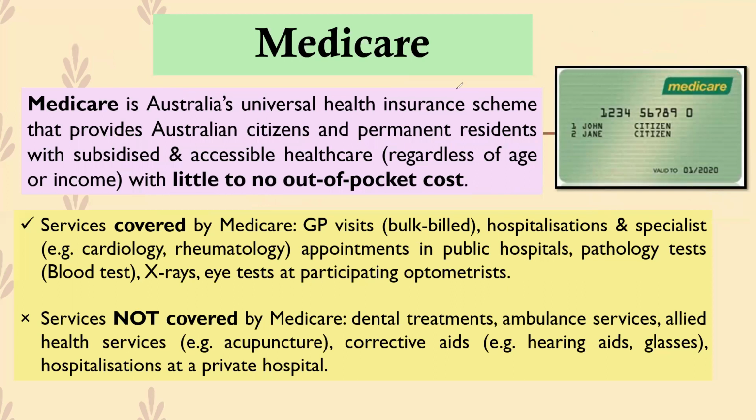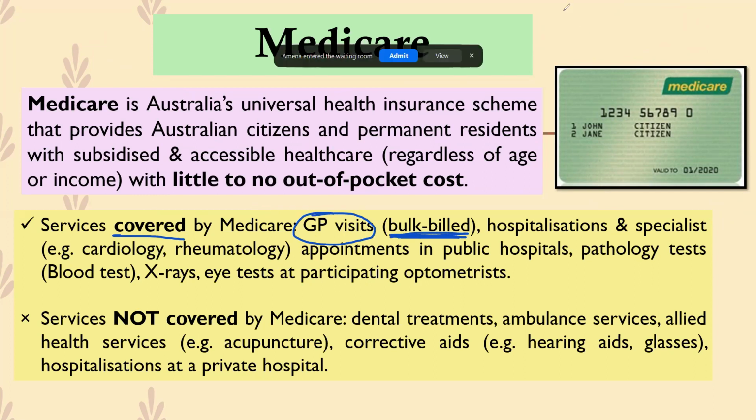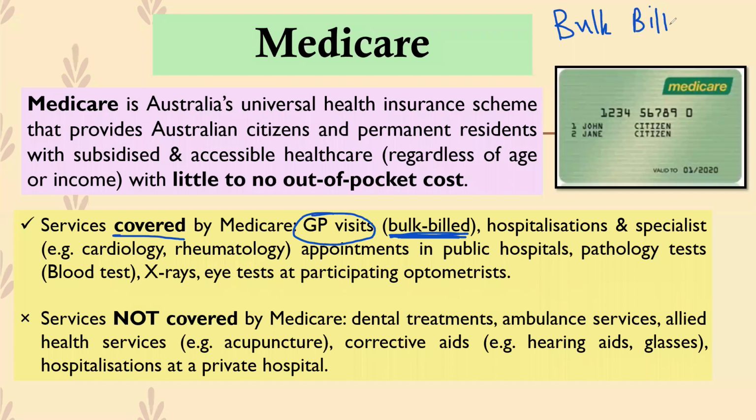What are the benefits? What are you eligible for? The services that are covered by Medicare include doctor visits or GP visits, only to bulk billed doctor clinics or medical clinics. When you're driving past medical clinics, you might have seen a sign on the front that said bulk billing, or that we do bulk billing. Bulk billing means that those medical centers only need you to show your Medicare card and don't ask you for extra money on top of that.